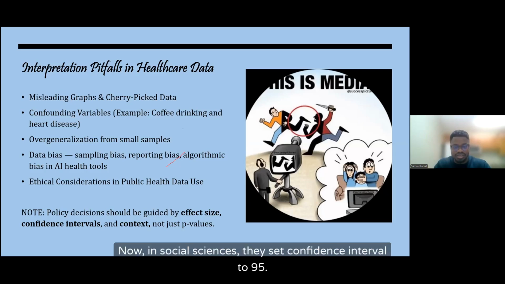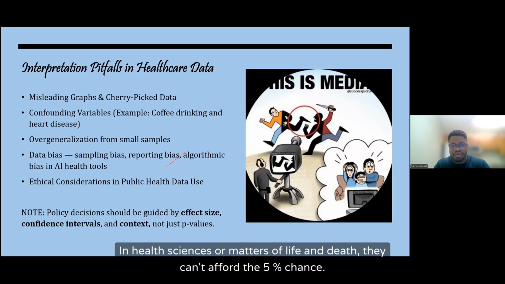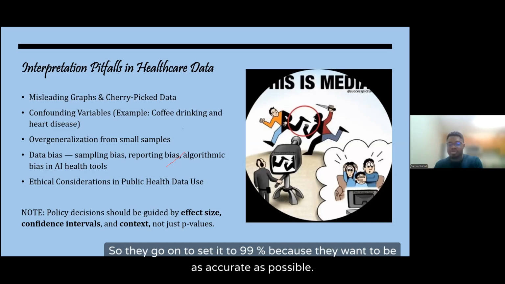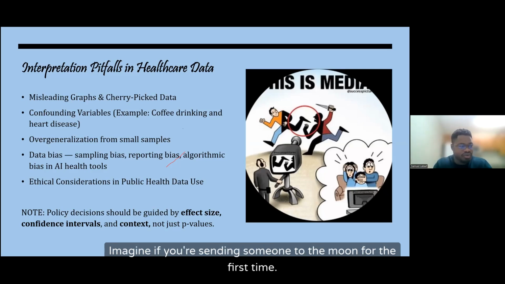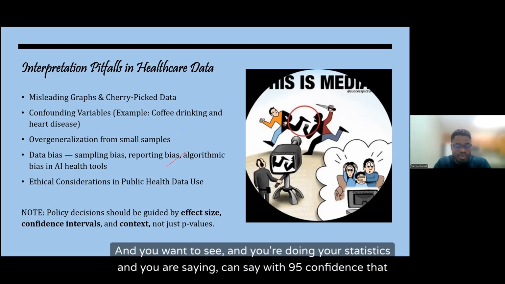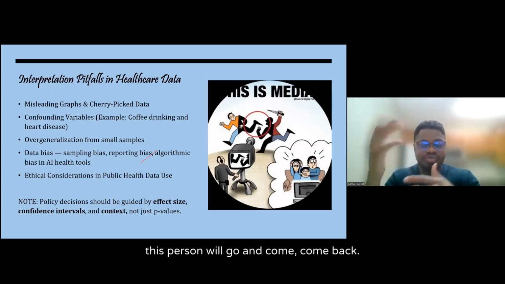Now, in social sciences, they set confidence interval to 95%. In health sciences or matters of life and death, they can't afford a 5% chance. So they go on to set it to 99% because they want to be as accurate as possible. Imagine if you're sending someone to the moon for the first time. Imagine you're Elon Musk and you've designed SpaceX for the first time, and you're sending a whole human being to launch it, and you're doing your statistics, and you are saying, we can say with 95% confidence that this person will go and come back.